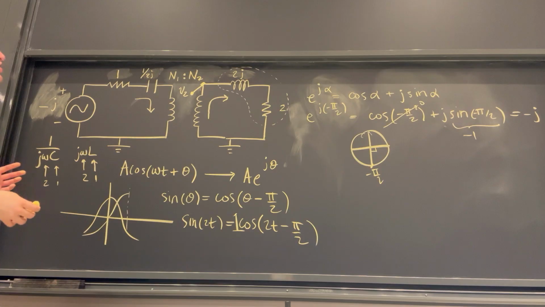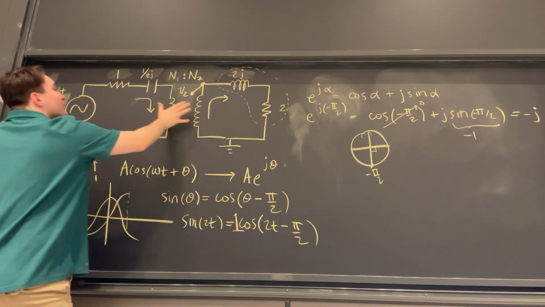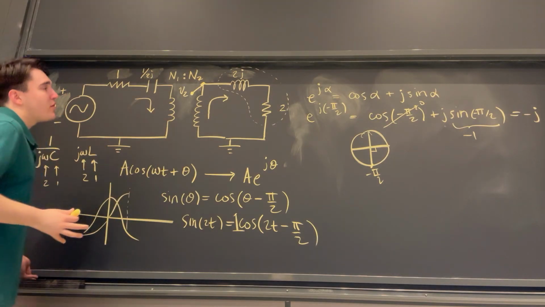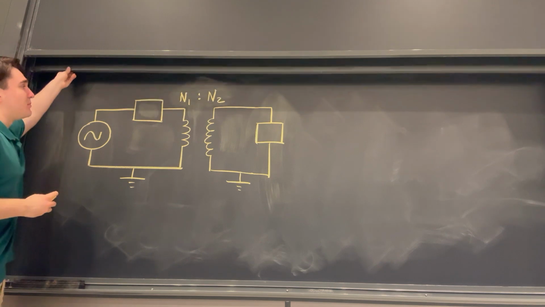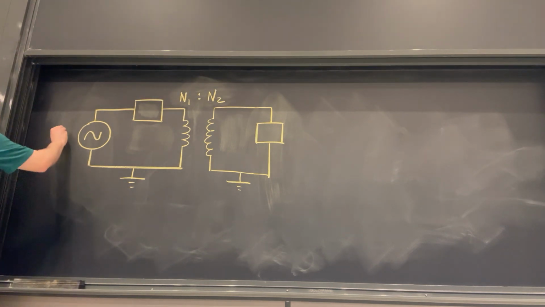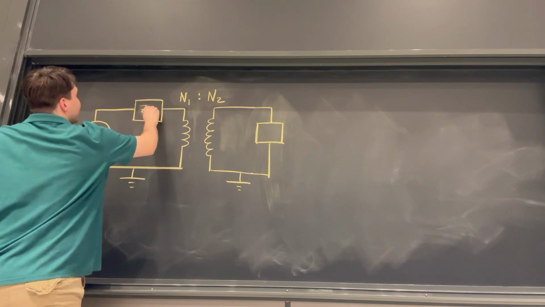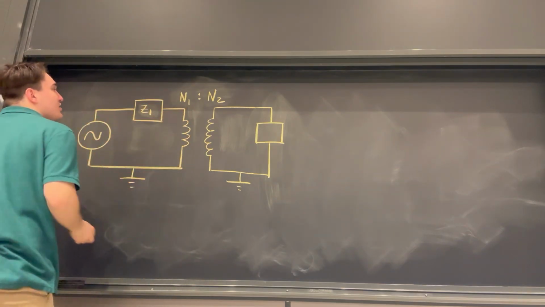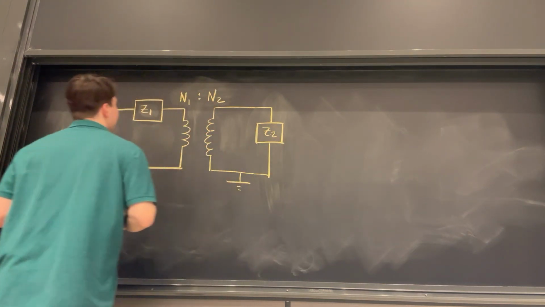But how can we shift impedance from this side of the circuit through these transformers to this side of the circuit? Well, don't memorize the formula for it. Just rederive it yourself from first principles. So let's say we have some forcing function here, some complex impedance here, some transformer with a turn ratio N1 to N2 there, and then some complex impedance there.